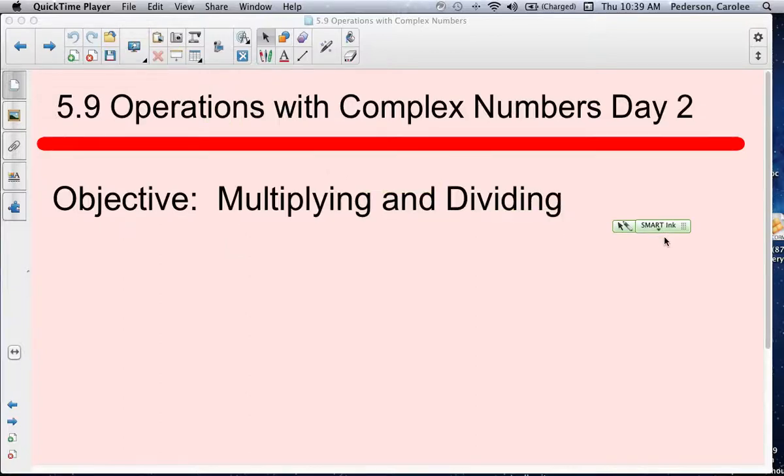This is 5.9, day 2 for Algebra 2. Our focus today is on multiplying and dividing with complex numbers. Yesterday we focused on adding and subtracting complex numbers. So just go ahead and write the title down.